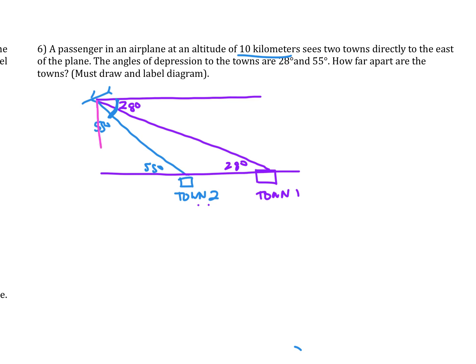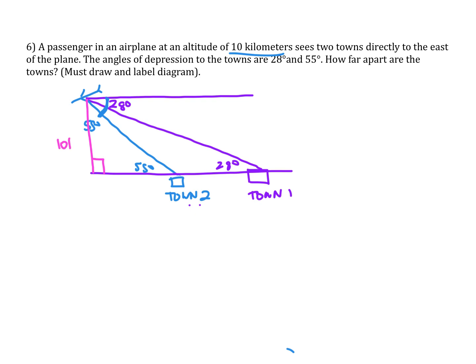And now they're sharing that same back leg, or this side of the triangle, and that we know is 10 kilometers. What we're trying to find is the distance between the two towns. So this is similar to other problems we have solved, because we actually have two different variables here. I'm going to call the distance between the two towns x, and then I'm going to call this entire leg, let's call it y. Y plus x is the total distance here.